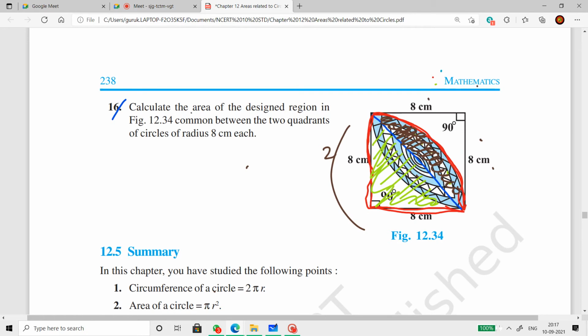So the next is question number 16, wherein we need to find the area of the design. The design region I have shaded here. Half of the design region has been shaded in brown color. So to find the design region, it's area of the quadrant, the one highlighted in red color, minus the area of the right angle triangle, the one highlighted in green color. So area of the quadrant minus area of the right angle triangle will give you the area of this segment, which has been shaded in brown color. Now into 2 will give you the total area of the design.